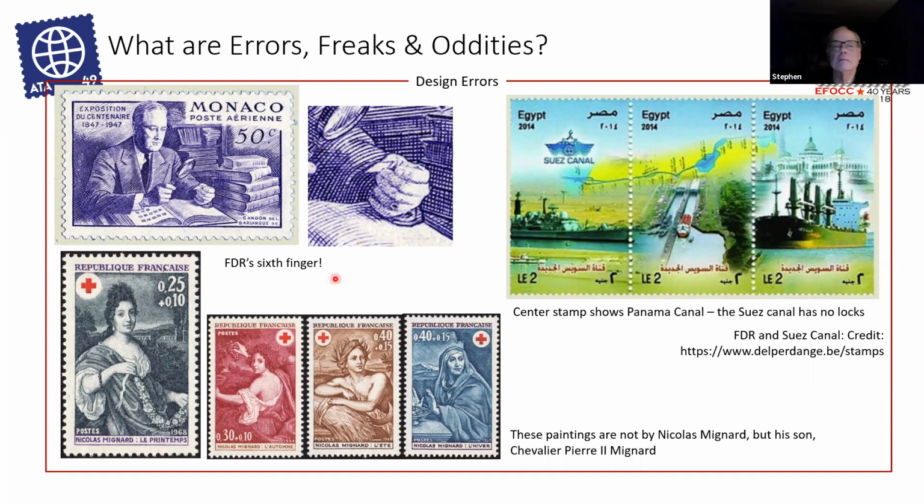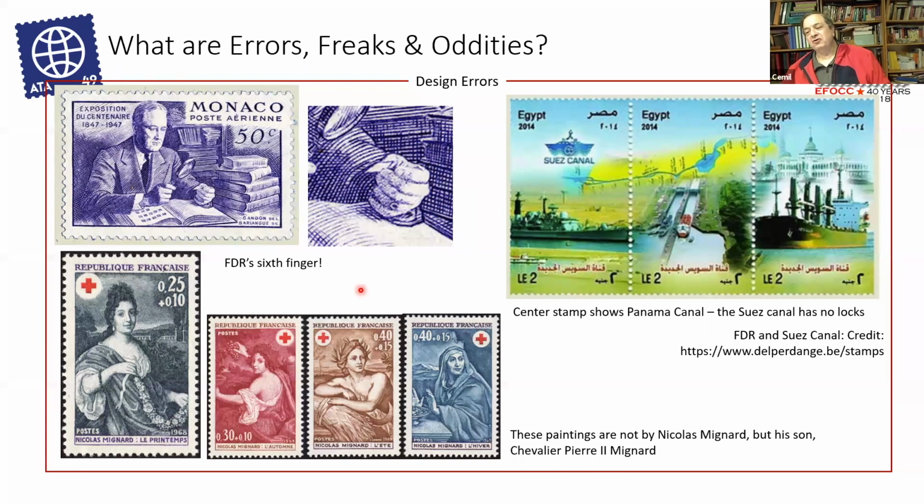If you look at this Monaco stamp, it essentially celebrates Roosevelt. But the engraver somehow, something went wrong, and FDR ended up with 6 fingers. So this is a design error, right? Something went clearly wrong during the design time.